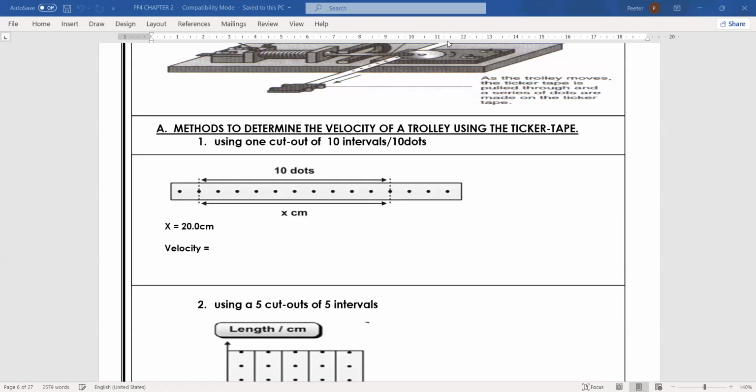This is the ticker tape, right? This is the tape. And this tape was moved under the ticker timer. So as I said earlier, the time in between these two dots is called an interval. So how many intervals do we have here? Let's count. 1, 2, 3, 4, 5, 6, 7, 8, 9, and 10. The 10 intervals are called the 10 dots.